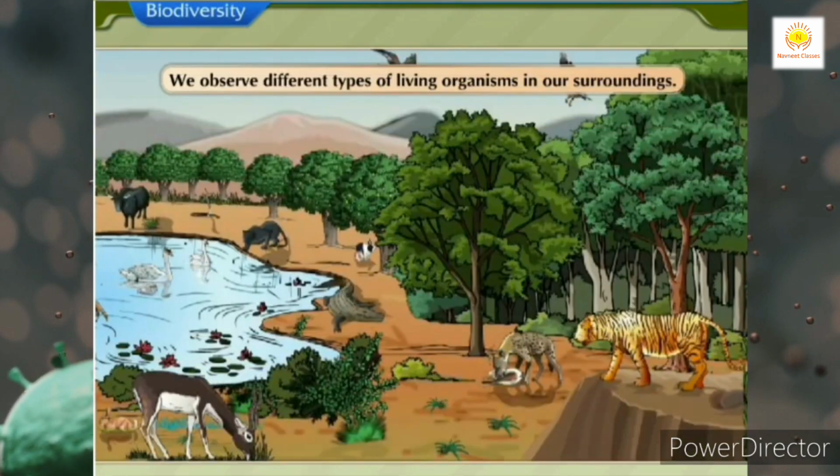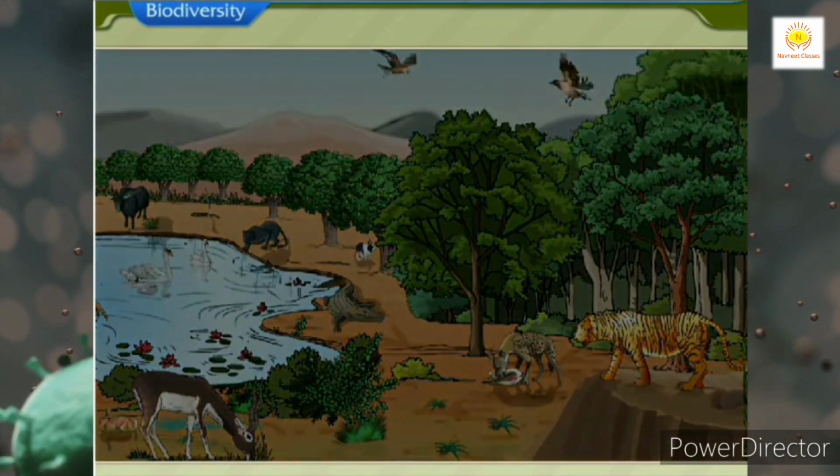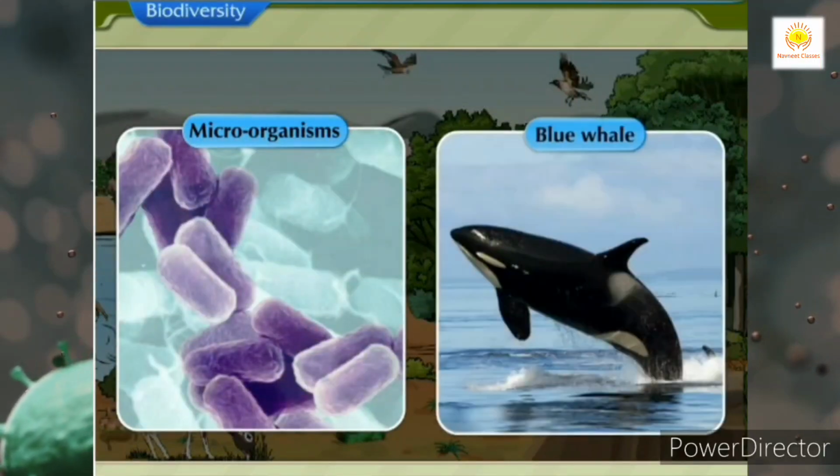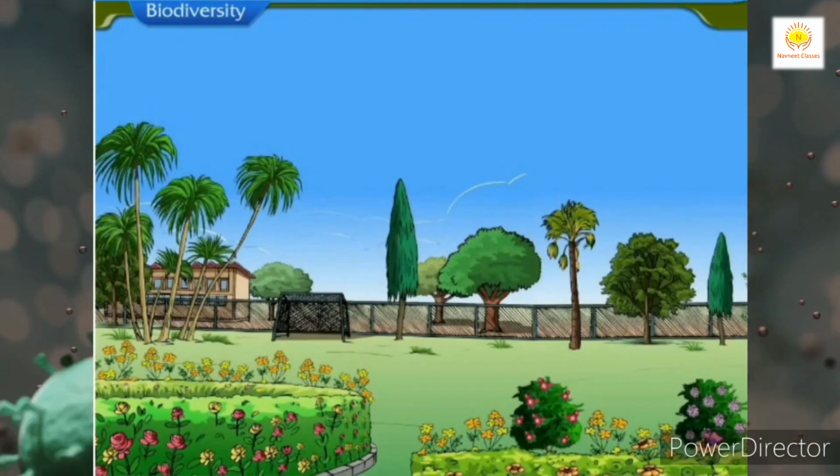We observe different types of living organisms in our surroundings. There are microorganisms as well as the gigantic blue whale. Let us think about some interesting facts related to life on Earth.